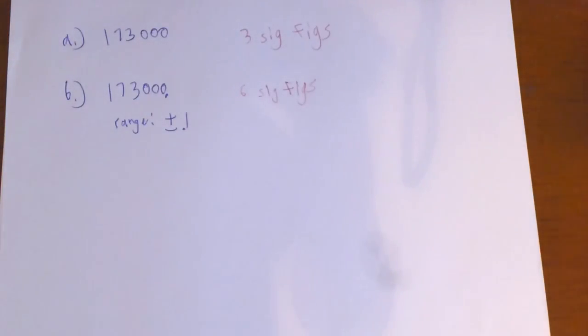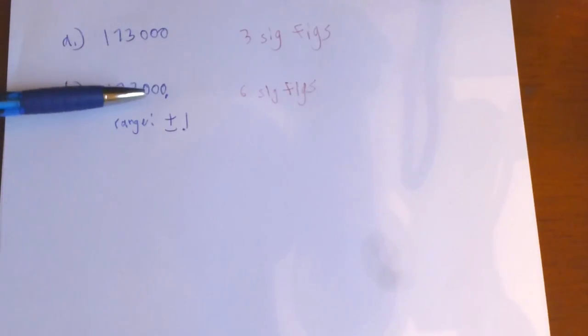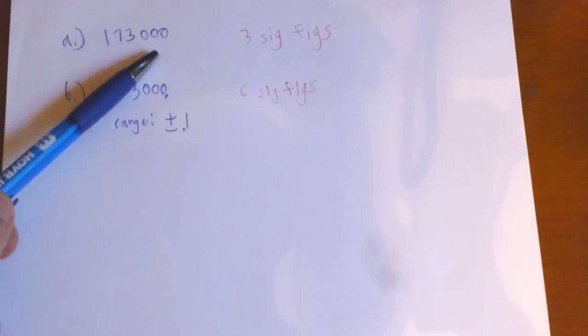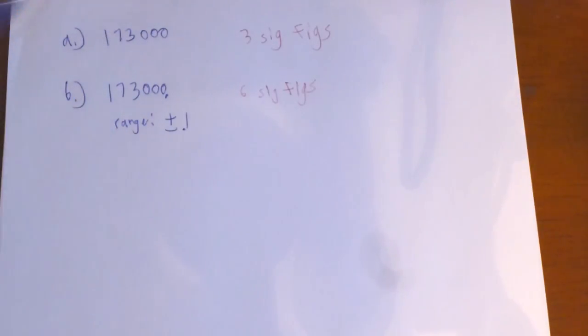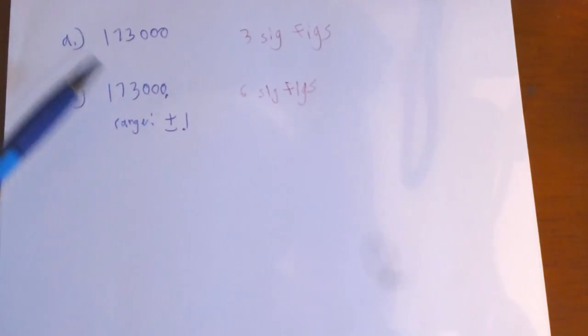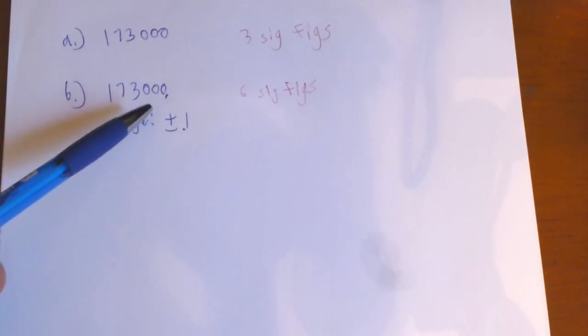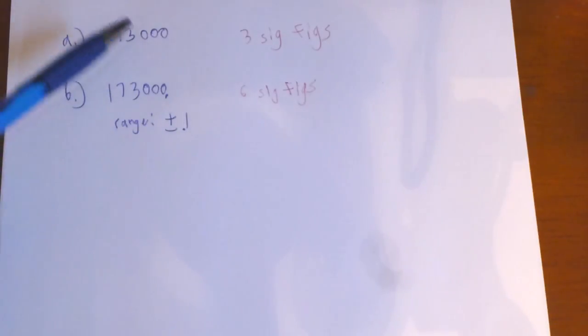Significant figures is a difficult topic that is hard to explain in a brief amount of time, so I'm going to try my best to do it quickly. Let's take a look at these two numbers, 173,000 with a decimal point and 173,000 without a decimal point. I'm just going to tell you right now, without a decimal point it has 3 sig figs. With a decimal point it has 6 sig figs. And why? Our range for 173,000 with a decimal point is plus or minus 0.1.